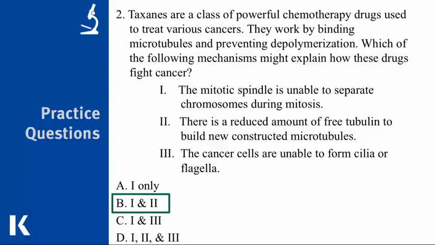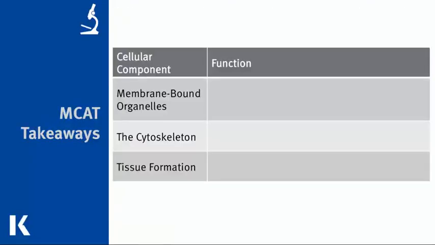B is the right answer for this question. If microtubules can't depolymerize, it means they can't use free tubulin to go where they want to go. With no free tubulin, mitotic spindles can't move, and new microtubules can't be built. Roman numeral 3 is incorrect. Remember that our question asks us how the drugs would affect cancer. Cancer does not grow or spread using cilia and flagella, so a cancer cell's potential to form either of them is irrelevant.